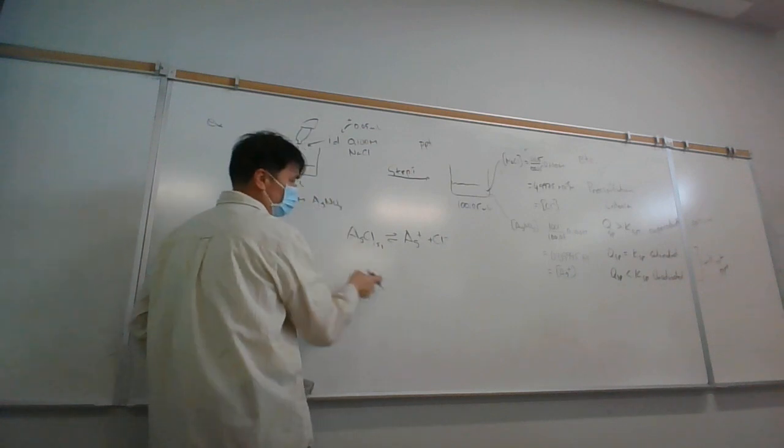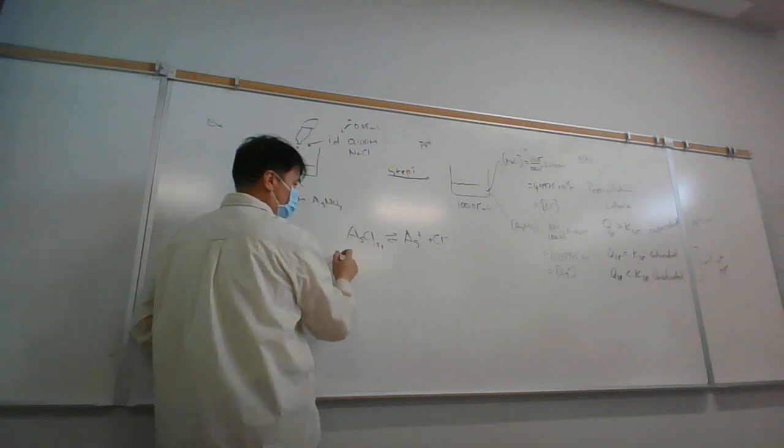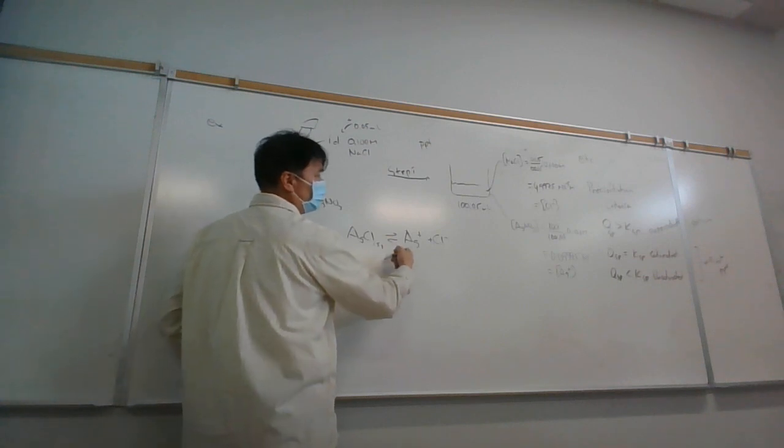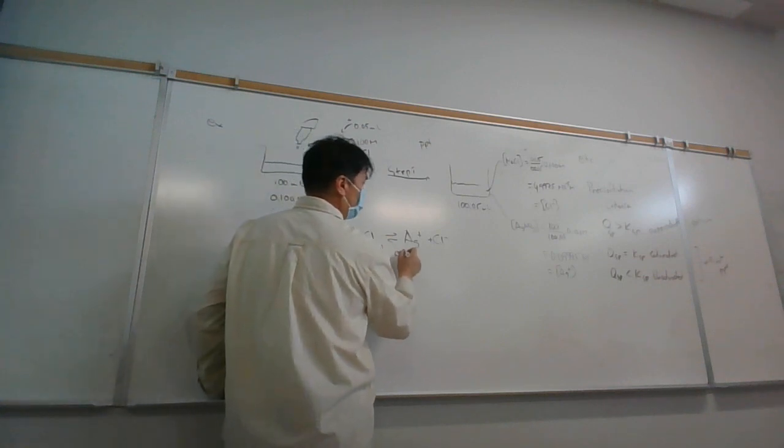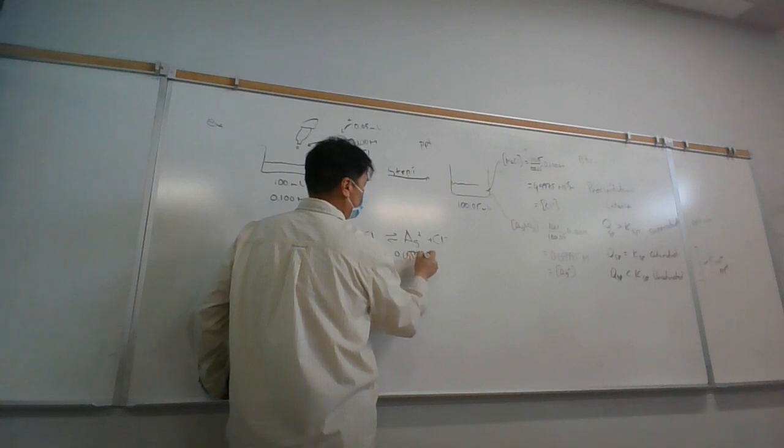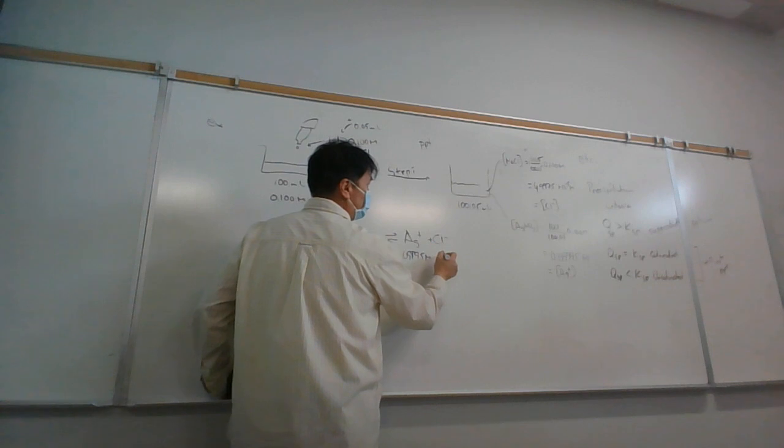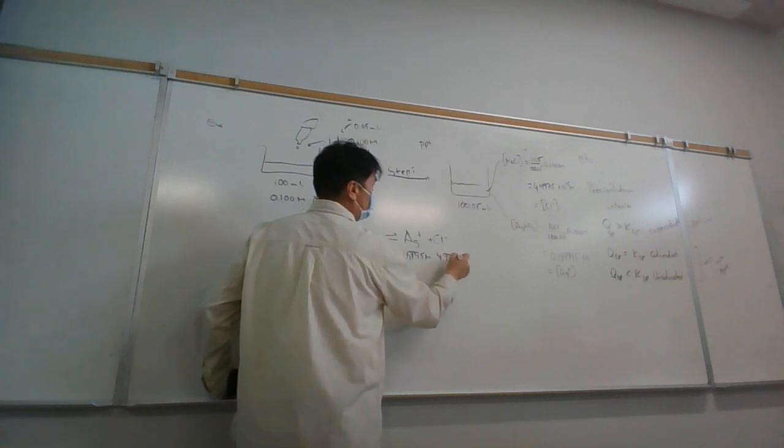But now, if we're thinking precipitation, we want to reverse this. Okay. And so we're given the initial silver ion concentration is going to be 0.09995 molar. And the initial chloride concentration is going to be 4.9975 times 10 to the minus 5.